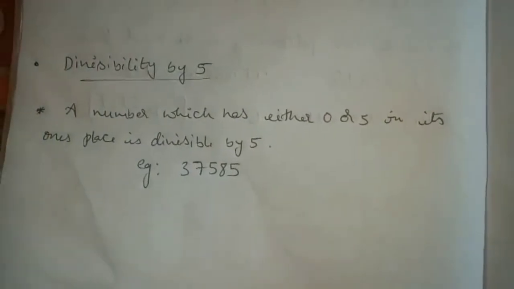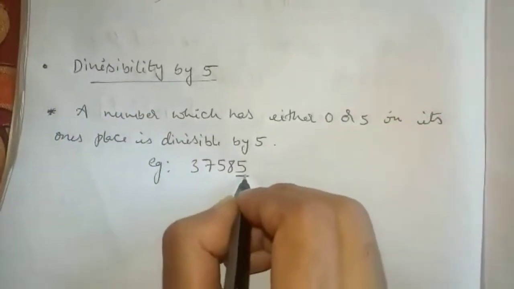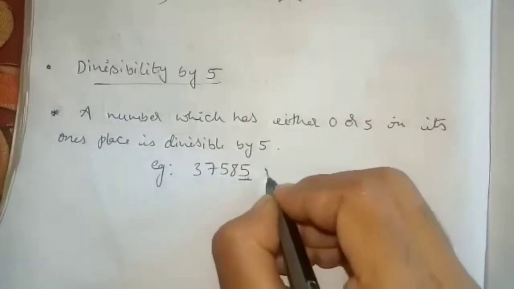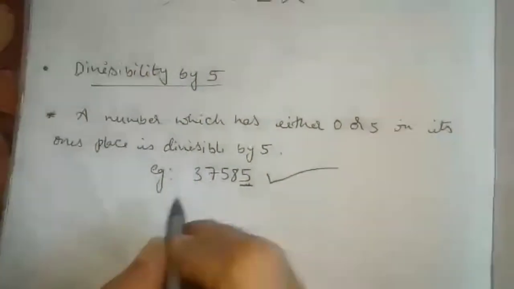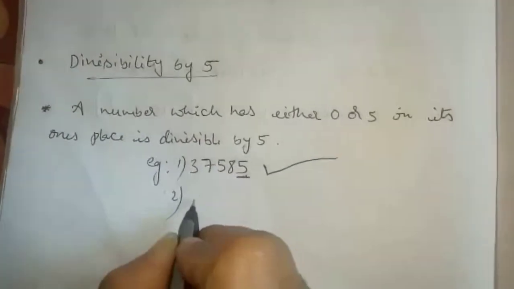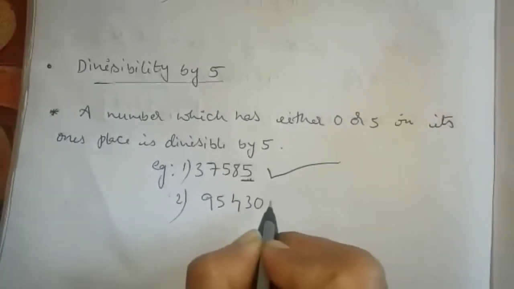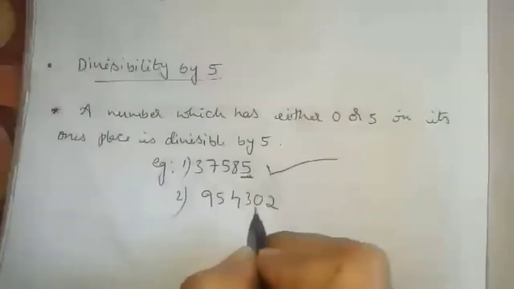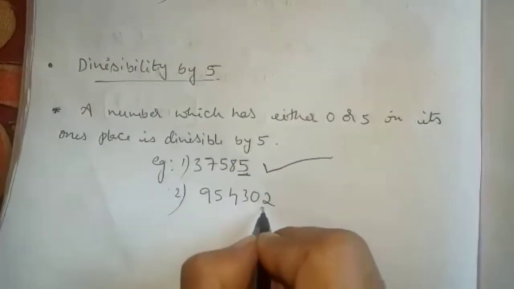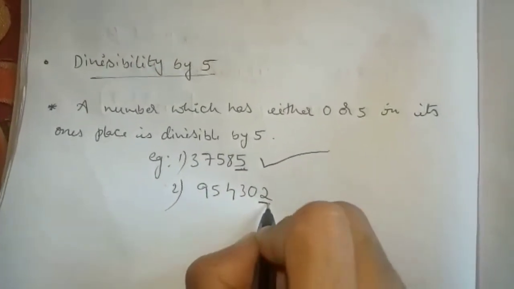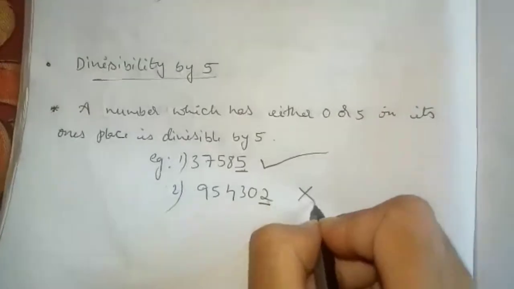Now, what is in the ones place? 5. If you have 5, it means it is divisible by 5. Let me take one more example. Now in this question you have to see the units place. So the units place or ones place is 2. So it is not divisible by 5.